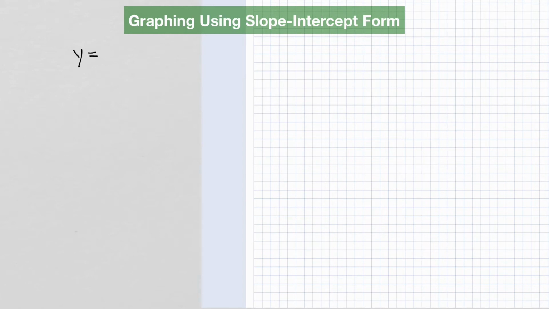y equals mx plus b, where m equals your slope, and that's equal to rise over run, and then your b is equal to your y-intercept.